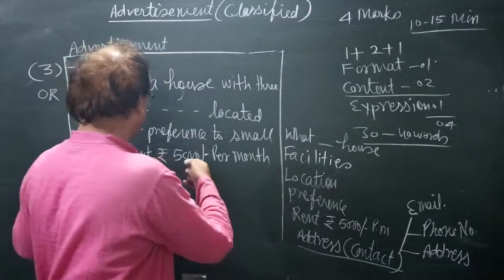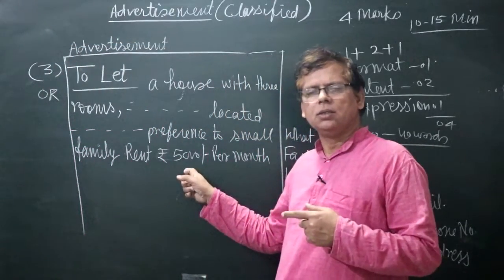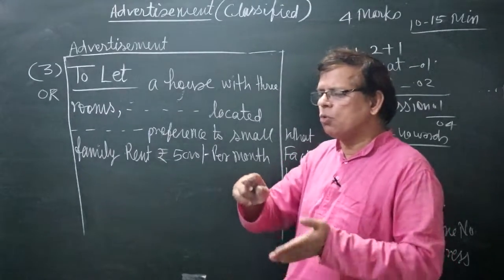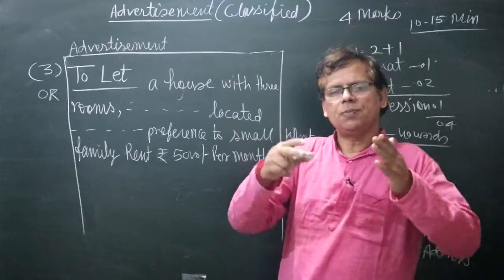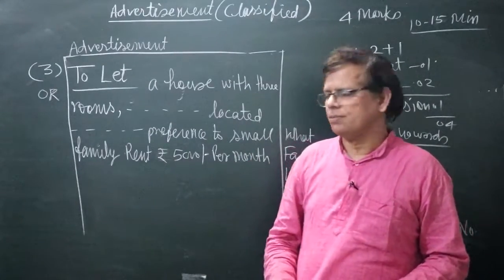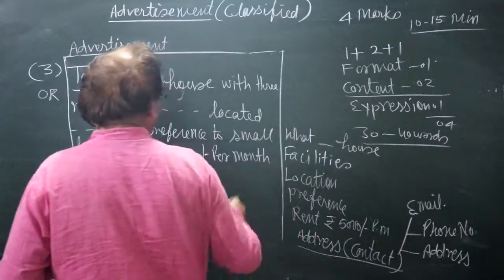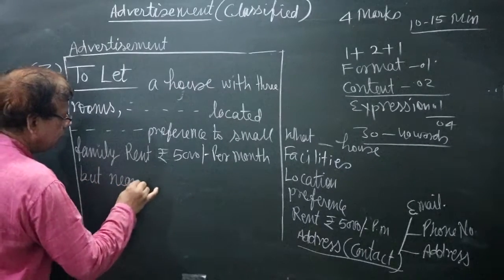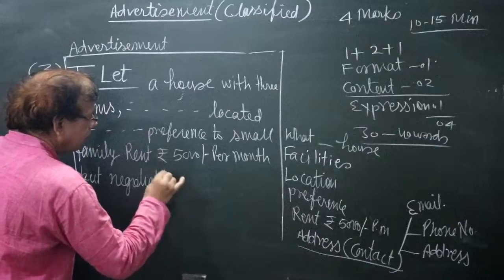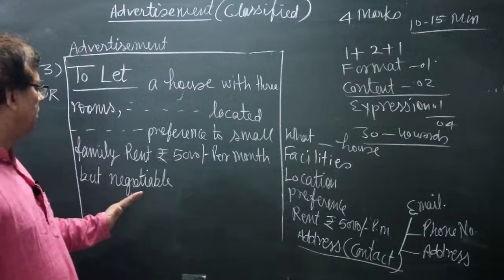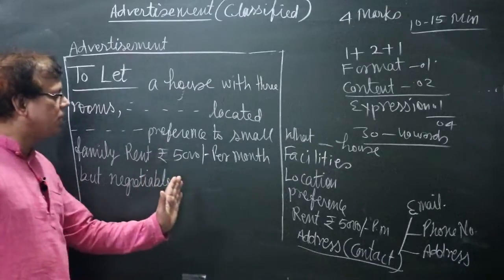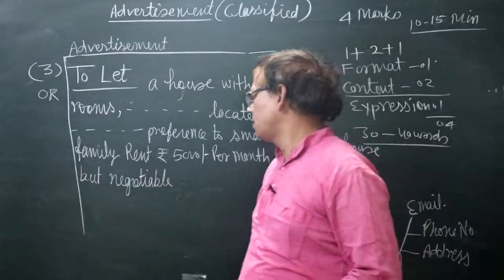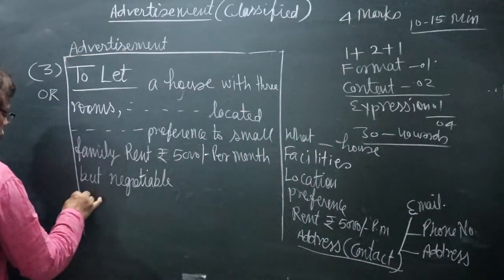Now when you want to write the sum or amount of money, the word negotiable is also used. Negotiable means it can be more or less as per the person concerned, per month, but negotiable. Preference. And when everything you want to write in the advertisement is written, then ultimately contact. This word contact should be focused.